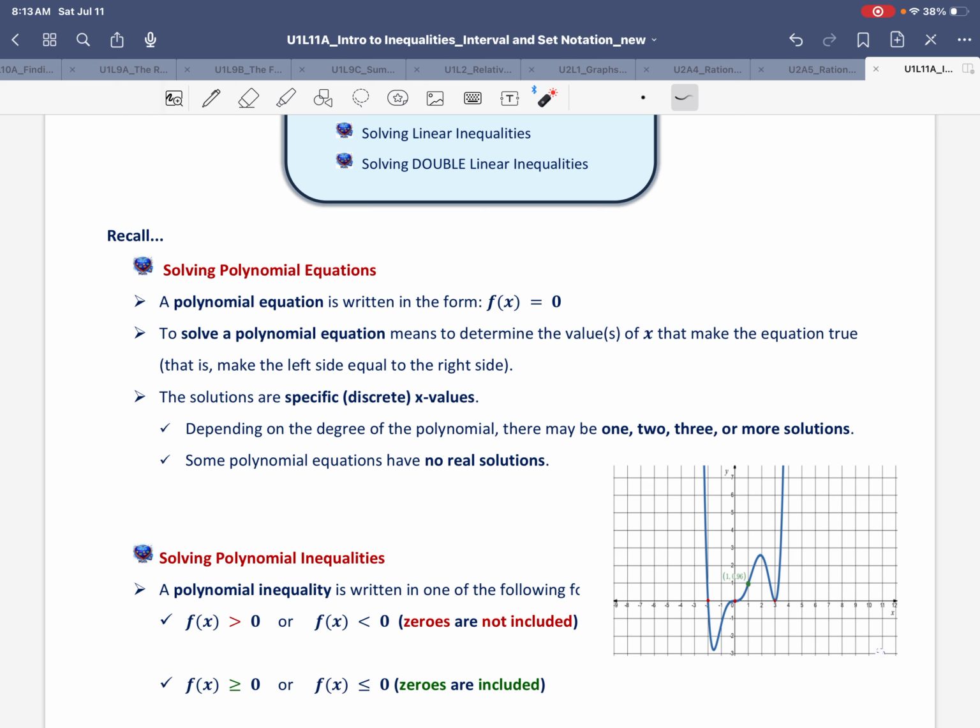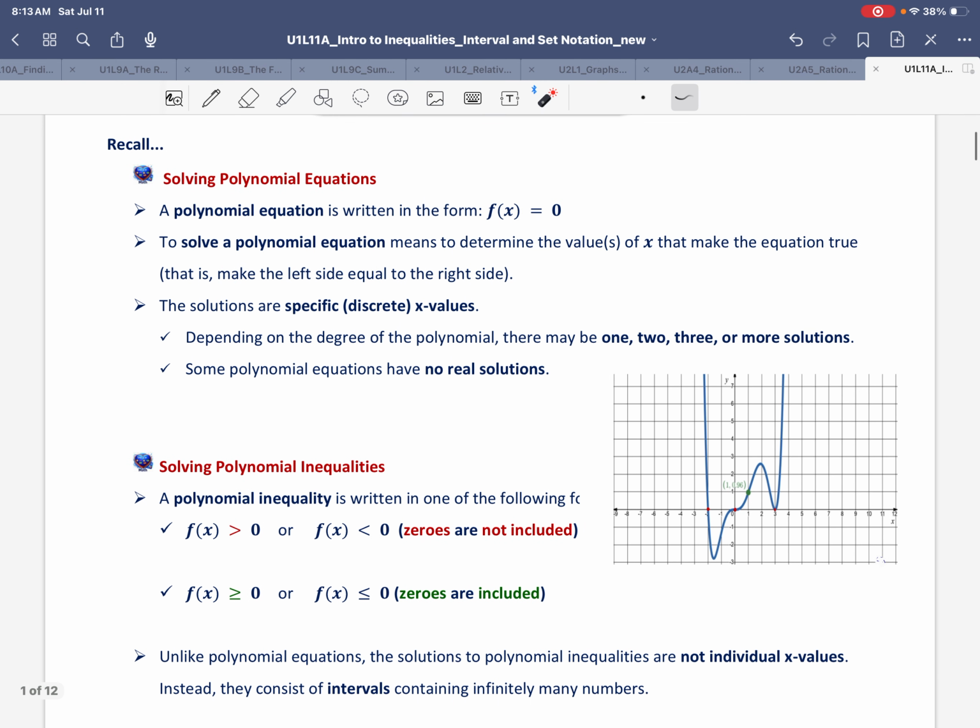Now, I'd like you to think about this question. Where on the graph of a polynomial function do we find the points where y equals 0? Well, these points would lie on the x-axis, and we call them the x-intercepts or zeros of the function.